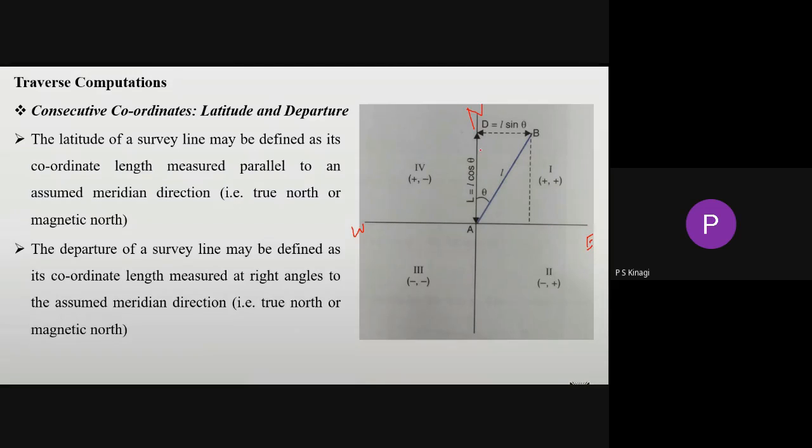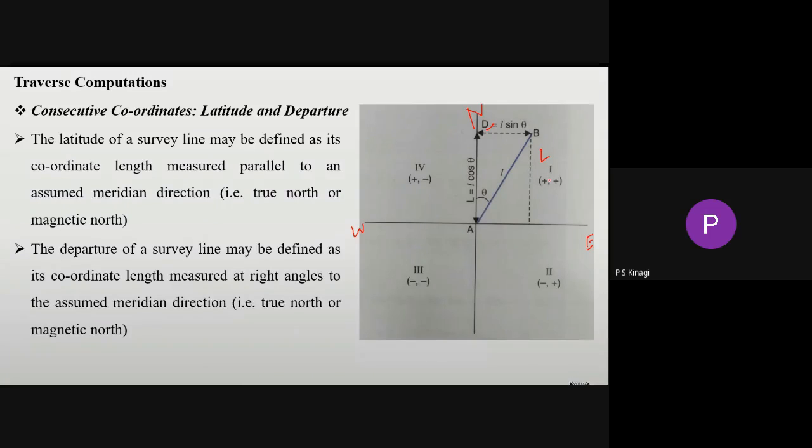Okay, so same here. Suppose this is a point, there is one line, and this is B point. The coordinate of this point along the x direction, which we have to measure, is called our departure. Along the y axis we have to measure our latitude, whose symbol is capital L, and for departure it is capital D.